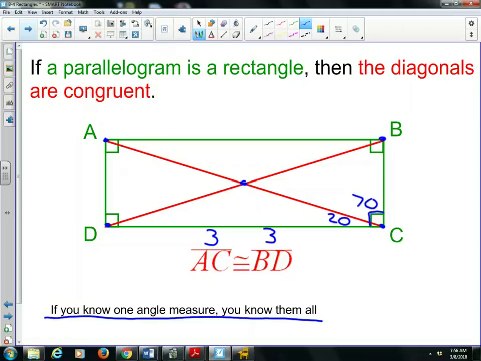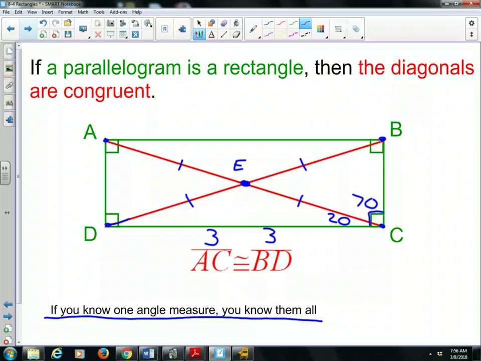So this point right here, this intersection, I'll call it point E. The distance from A to E is the same distance as the point from C to E, because the diagonals bisect each other. And because the diagonals are also congruent, the distance from B to E is also the same distance from D to E. So all 4, A to E, B to E, C to E, and D to E, all 4 of those segments are the exact same size.